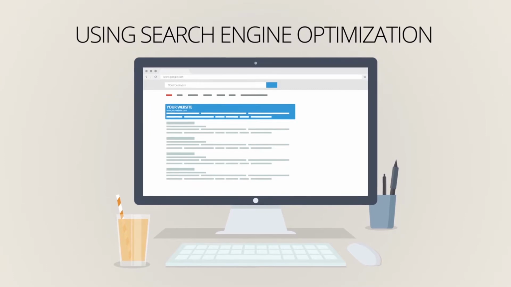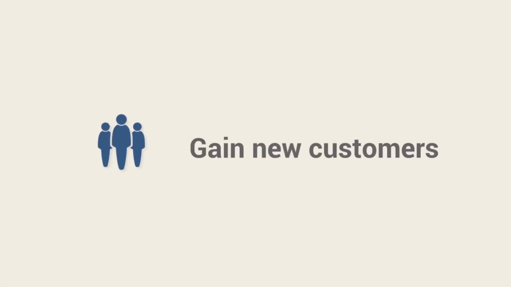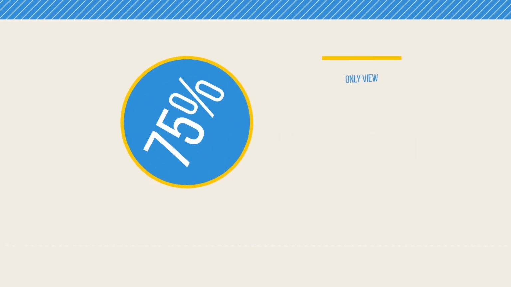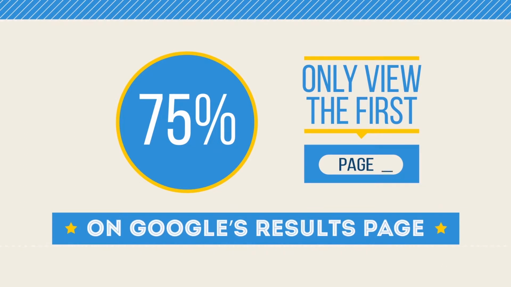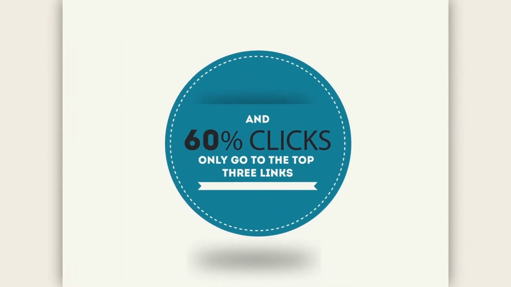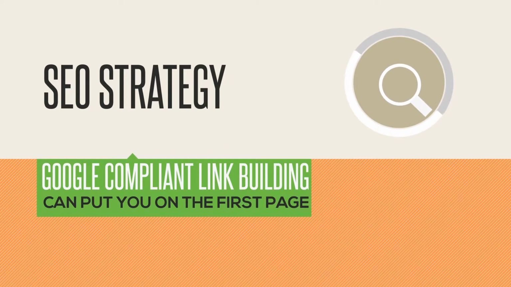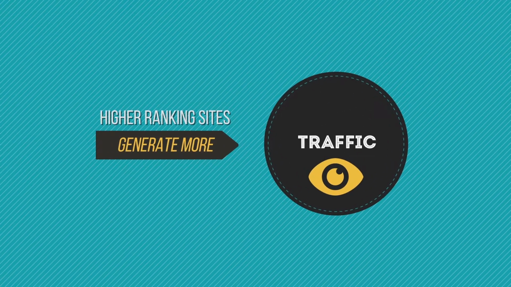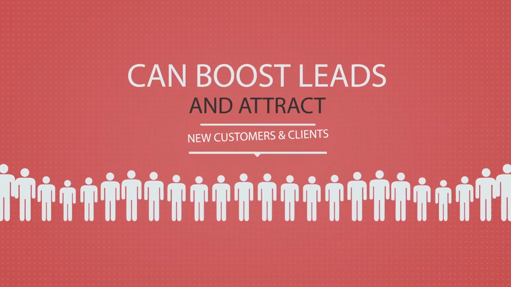And using search engine optimization, you can attract more visitors to your website, gain new customers, and keep in touch with existing clients. Did you know that 75% of users only view the first page on Google's search engine results page? And 60% of all clicks only go to the top three results? A content-driven SEO strategy backed by Google-compliant link building can put your business on the first page. High-ranking sites generate more traffic, and an increase in traffic can boost sales and attract new customers and clients.